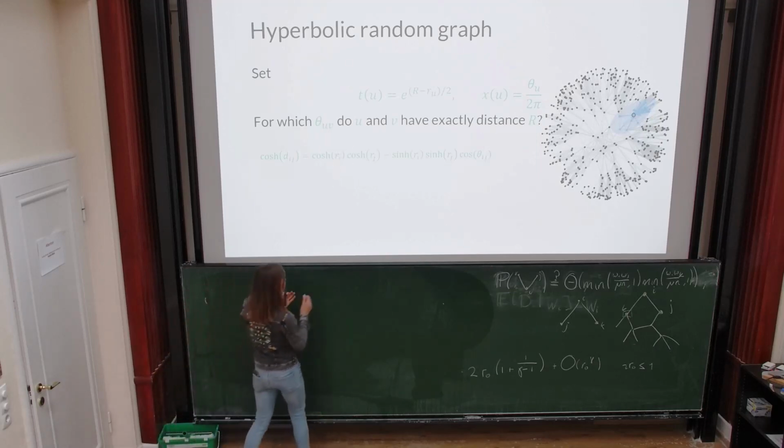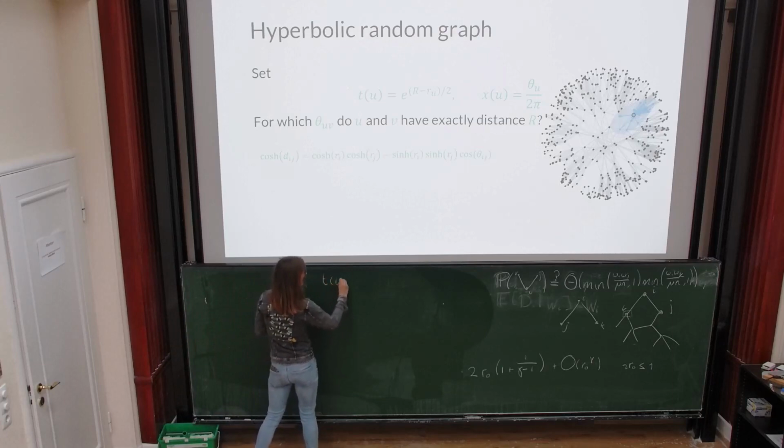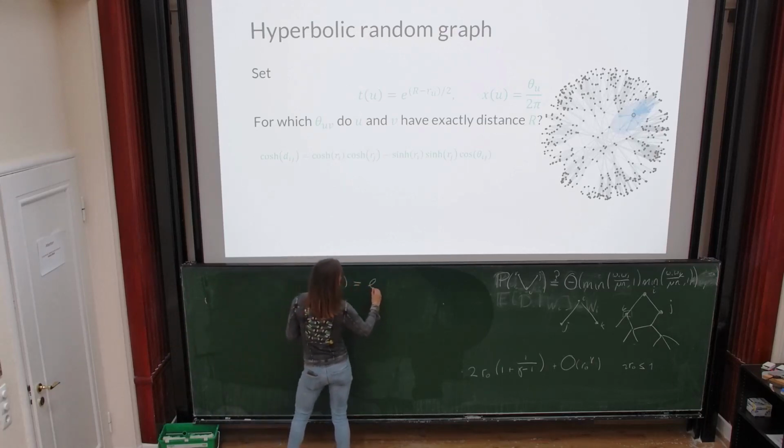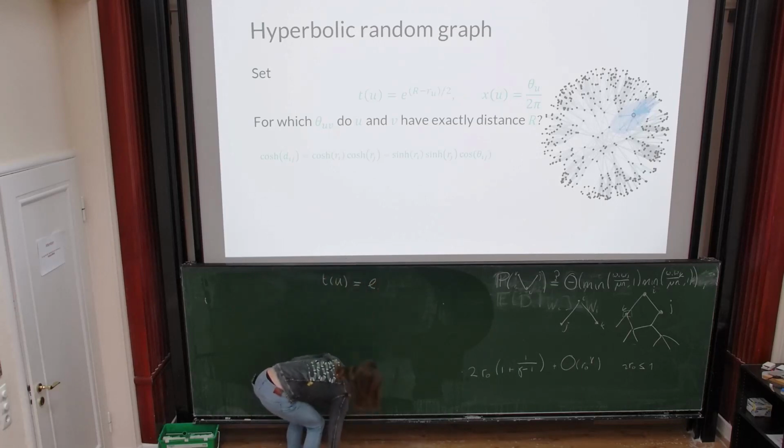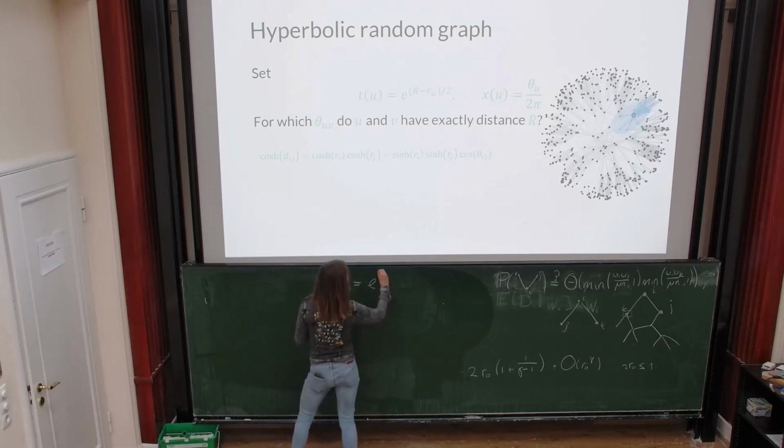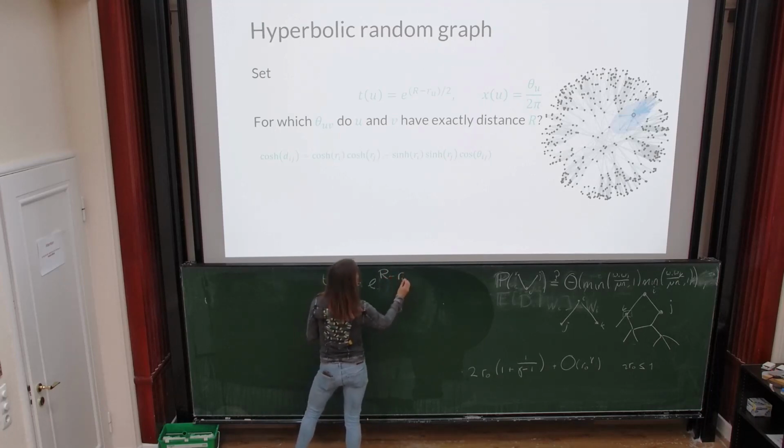I will write them down. These are maybe a bit vague, but they will become clearer in a while. So we set these types as e to the power r, where r is the radius of the disk, minus the radial coordinate of u, divided by 2.